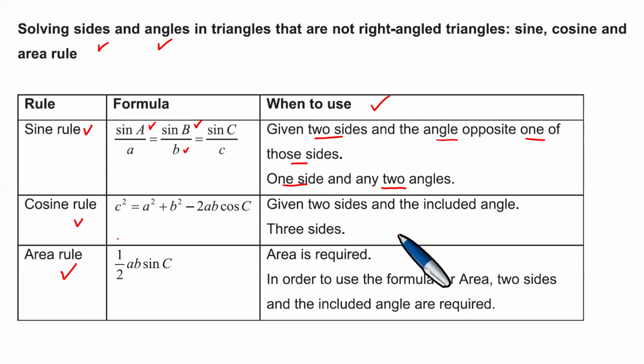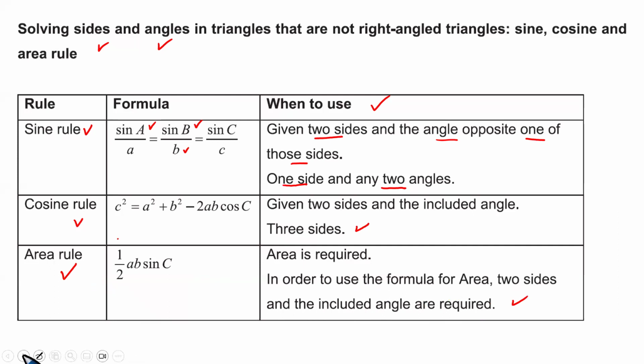Given two sides and the included angle. Now, if you're given two sides and the included angle, you can use the cosine rule. Or also, if you're given all three sides of a given triangle, the cosine rule becomes applicable. Now, whenever area is required, you use the area rule. In order to use the formula for area, you must be given two sides and the included angle. So two sides and the included angle are required for the area.